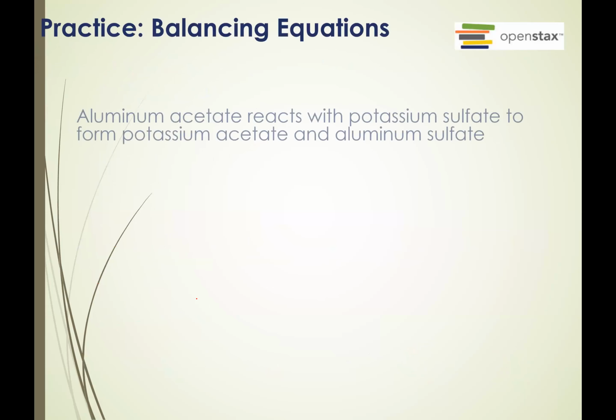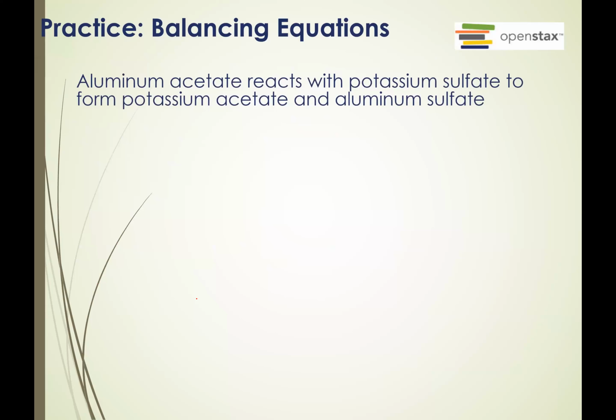Okay, so first thing, I want you to balance this chemical equation. See why nomenclature is so important? Aluminum acetate reacts with potassium sulfate to form potassium acetate and aluminum sulfate. If we don't know our nomenclature, we can't even begin to start to balance an equation. So this is why I talked about in the lecture that you need to make sure you know your nomenclature because it comes up all the time.